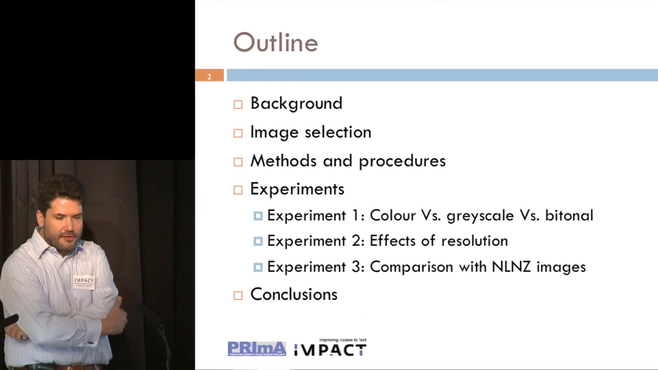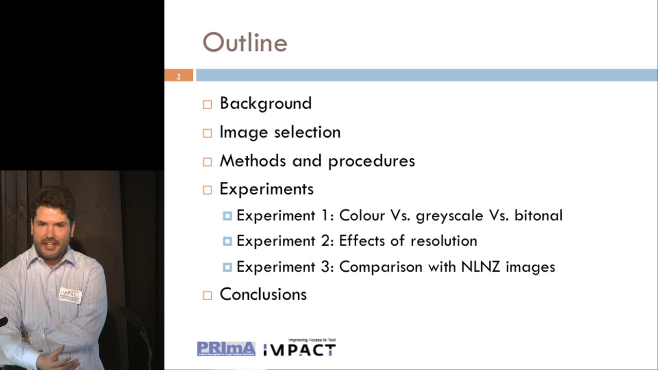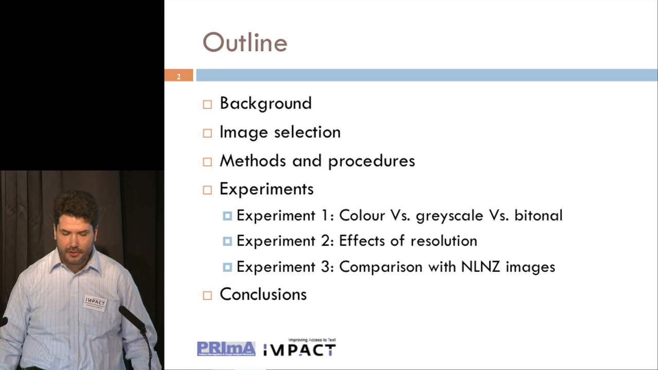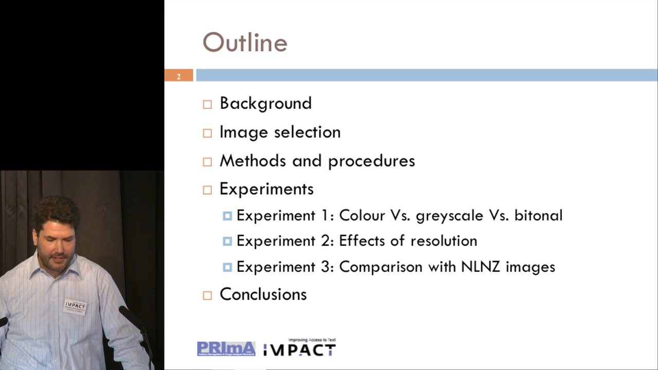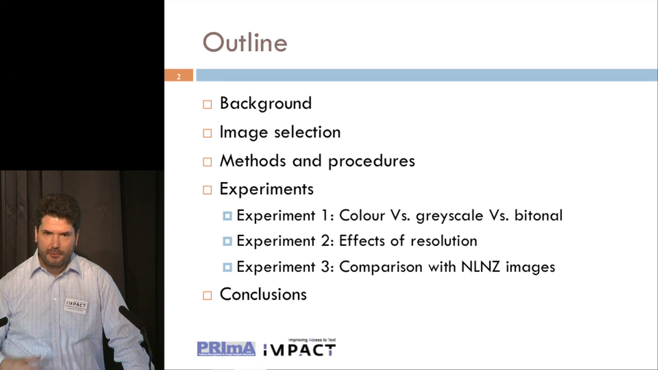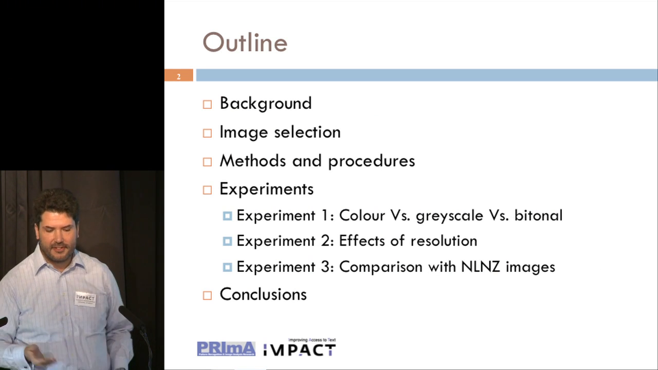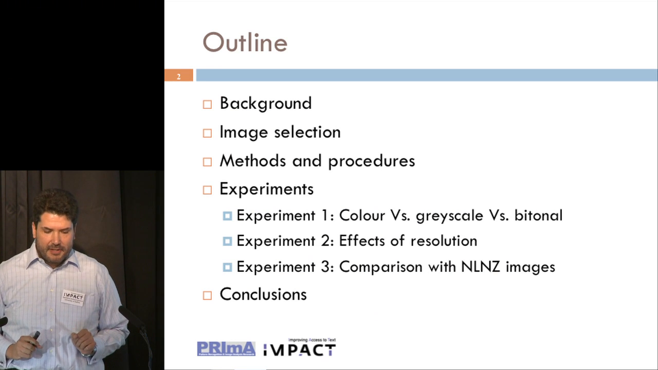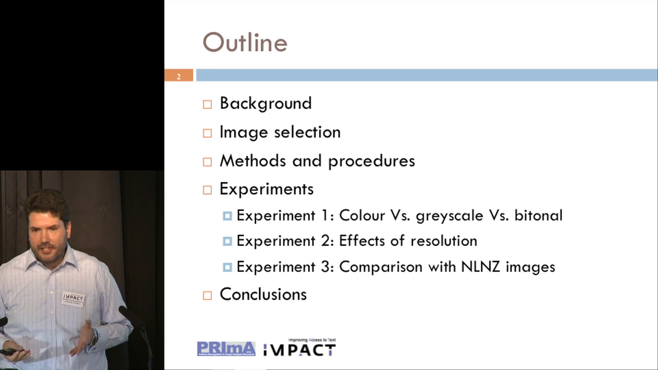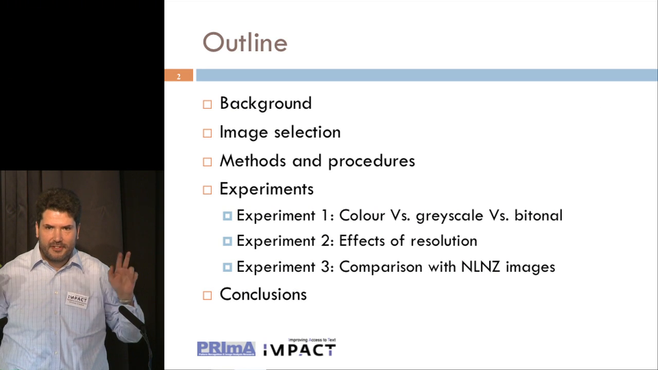Right. Okay, so I'm just going to cover very quickly the background of this, then we'll move into the image selection, what kind of images we use to perform the tests. I'll very quickly outline the methods and procedures we use to carry out the tests, and then I will focus on the experiments. The first experiment is an examination of whether color, grayscale, or bitonal actually is better. Okay, that's in inverted commas.